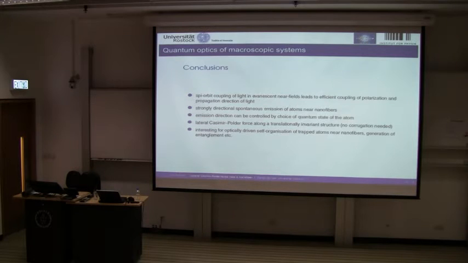You get strongly directional spontaneous emissions of atoms near nanofibers. And of course, this emission direction, as I showed, can be controlled by the choice of quantum state in which you initially prepare your atom. And then, of course, you might ask the question, well, hang on a moment, if I can control the emission direction by preparing the atom in one particular quantum state, why not use a superposition of two? Right? And then you can start talking about path entanglement of atoms being kicked in one or the other direction. So you can actually look at the generation of entanglement.